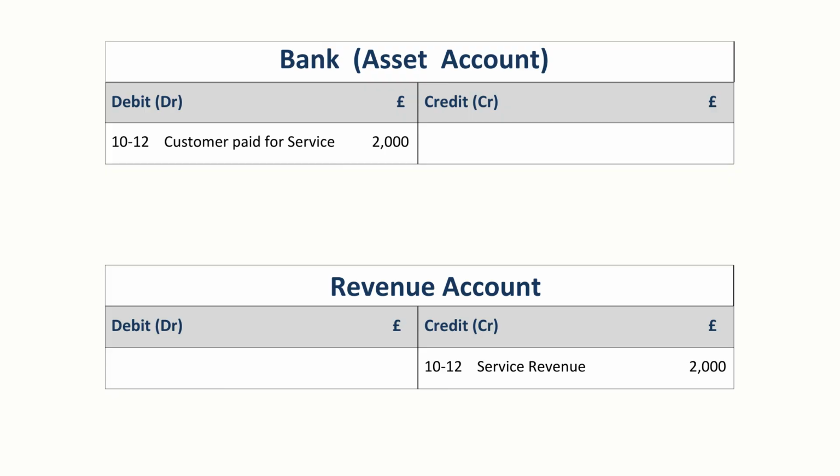Now, let's look at another transaction. The business received £2,000 for services we've provided, and the money went straight into the bank account. The bank account is an asset, and assets increase on the debit side when money comes in. The service revenue account represents our revenue, and revenue increases on the credit side. Debit bank £2,000 because cash in the bank increased, and credit revenue account £2,000 because our revenue increased.